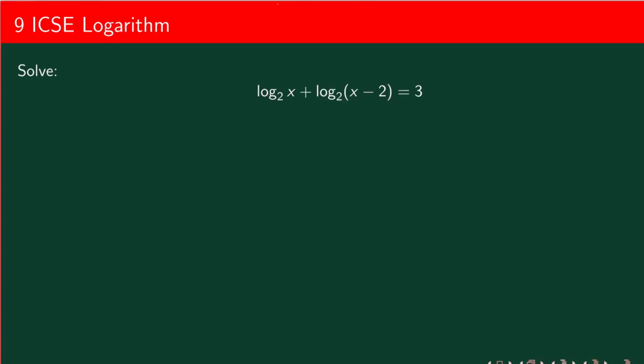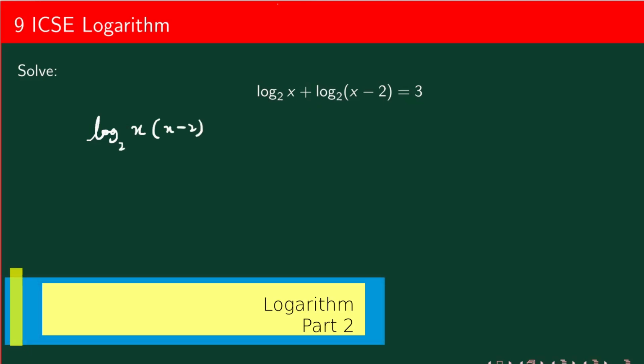So in the previous question, when there was 2 on the right hand side and the base was 3, I told you to write it as 3 squared. Now this is 3 on the right hand side and the base is 2. So 3 can be replaced as log of 8 to the base 2. Okay, I hope you are following this part. And there is a plus sign over here. So this can be written as log of x into x minus 2 to the base 2. And this is log of 8 to the base 2.